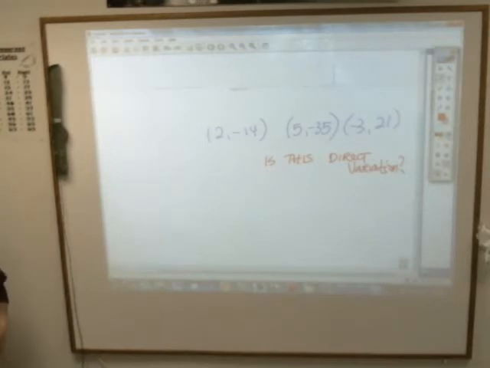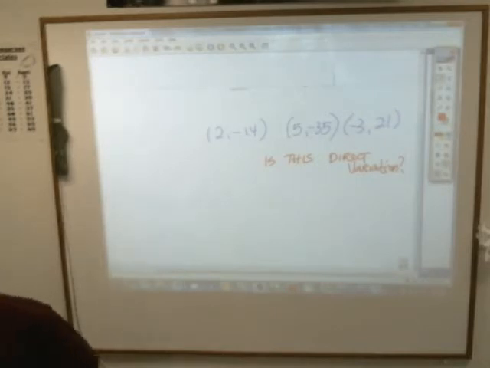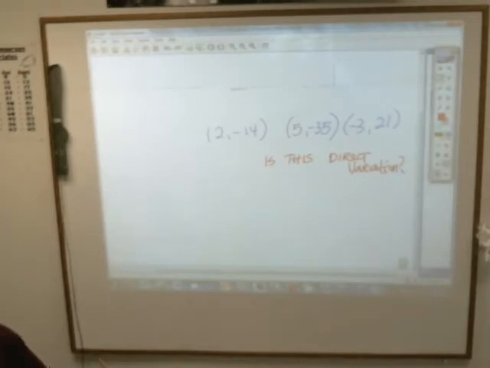So, the question: in order for something to be direct variation, what would have to happen? Straight line, starting at the origin. So the graph has to go through the origin. Okay, but instead of having to graph this, how do I know if this is direct variation or not?